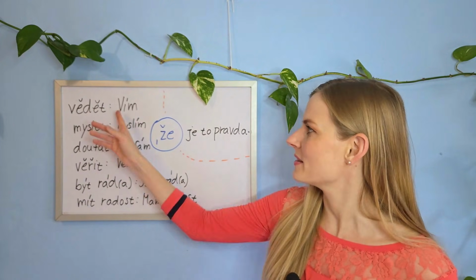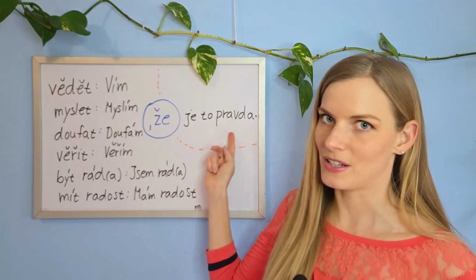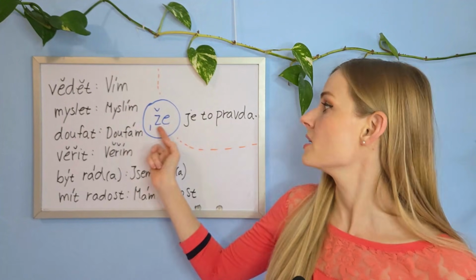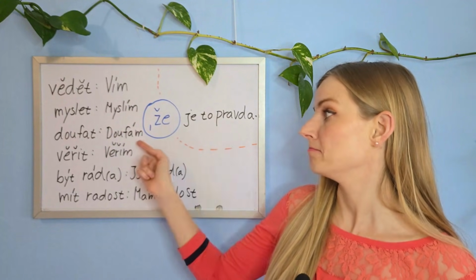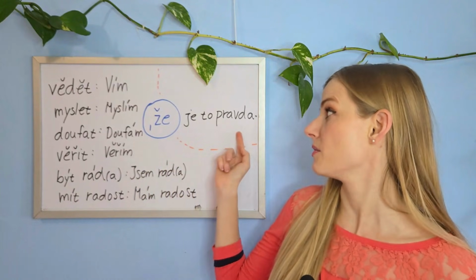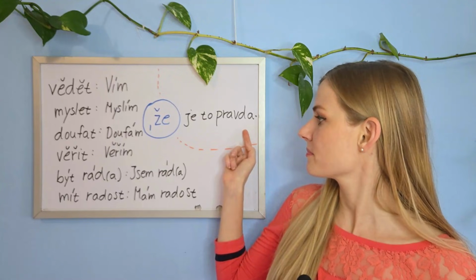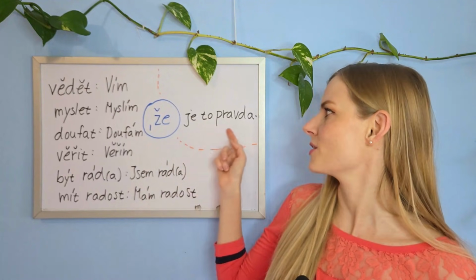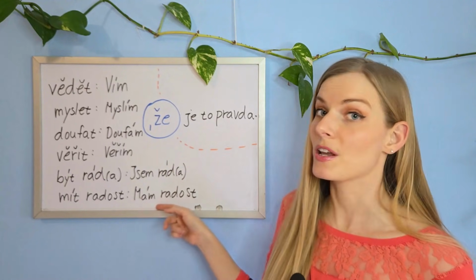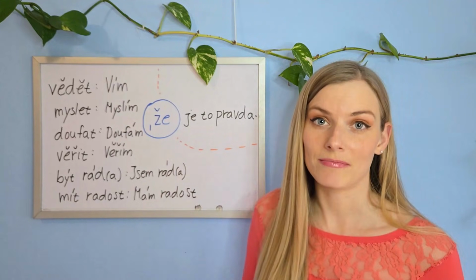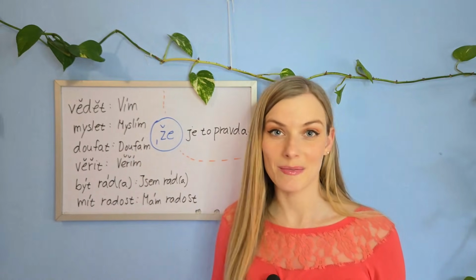Let's read these together. Vím, že je to pravda. Myslím, že je to pravda. Doufám, že je to pravda. Věřím, že je to pravda. Jsem ráda, že je to pravda. Mám radost, že je to pravda. Let's practice these verbs a little bit more.